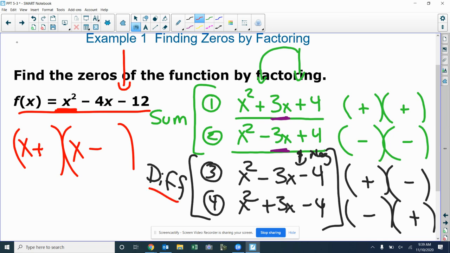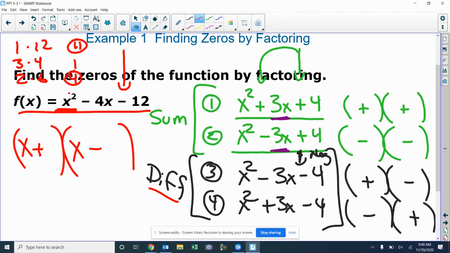What are my factors? 1 times 12. Well, what's the difference between 1 and 12? Well, that's 11, isn't it? That's not what I need, is it? 3 times 4, that's 12, right? What's the difference between 3 and 4? That's only 1. That's not the one I want, is it? 2 times 6. What's the difference between 2 and 6? 4. That's the one I want.